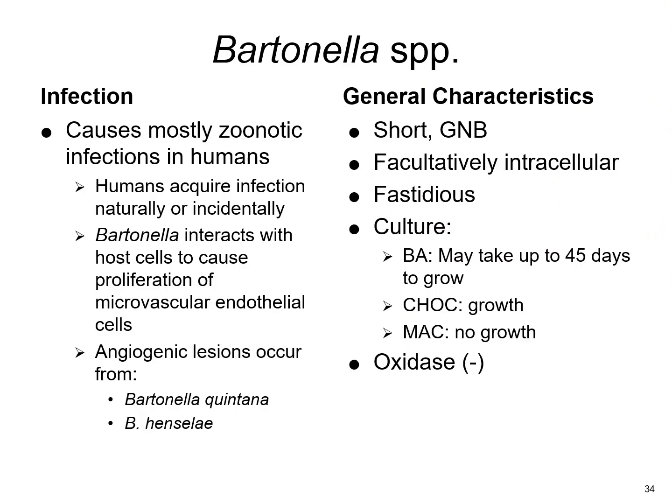Bartonella is also transmitted zoonotically from animals to humans, and so humans will become infected naturally or incidentally. Once this organism comes in contact with the host cells, it will cause a proliferation of the microvascular endothelial cells. Some of the general characteristics include that it is a short gram-negative bacilli, and it is facultatively intracellular. It is very fastidious, but it can be cultured. On blood agar, it could take up to 45 days to grow. So obviously, you wouldn't want to be waiting on this test to figure out if this is what it is. It does not grow on chocolate or MacConkey agar, and it is oxidase negative.